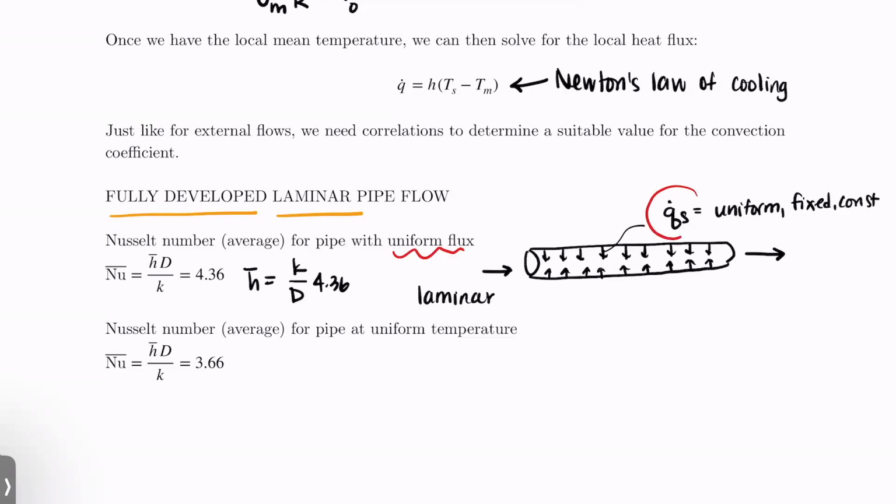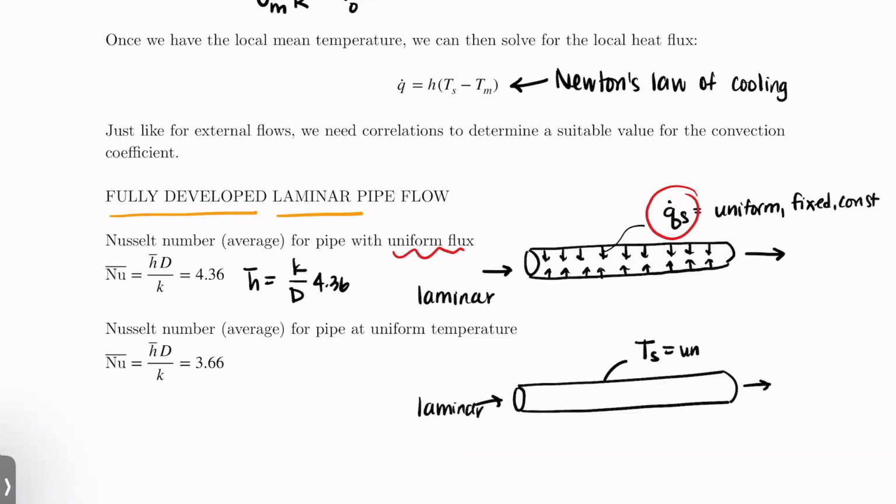So this is our uniform heat flux. And then we also have a correlation for laminar flow for a pipe held at a uniform temperature. So now the fluid is being heated because the walls of that pipe are held at a constant temperature. So this is again still laminar. And then this is TS, which is uniform and fixed.